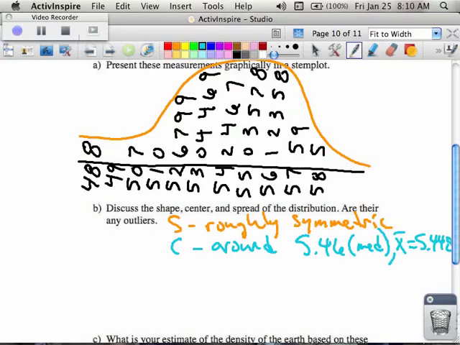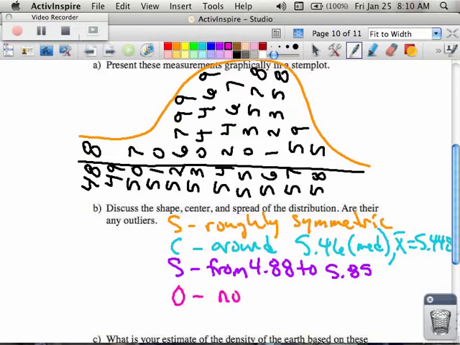I can look at the spread. So the spread is from 4.88 to 5.85. And when we talk about the outliers, we could check the box plot and you would see that there are no outliers.